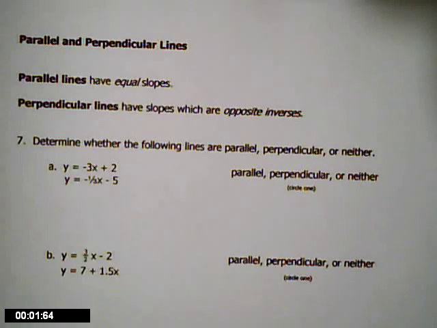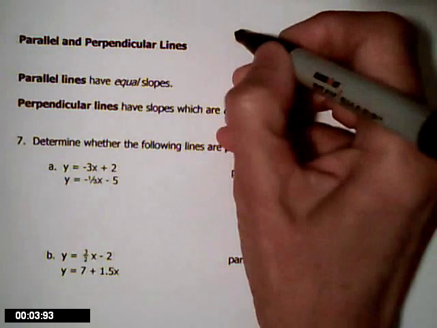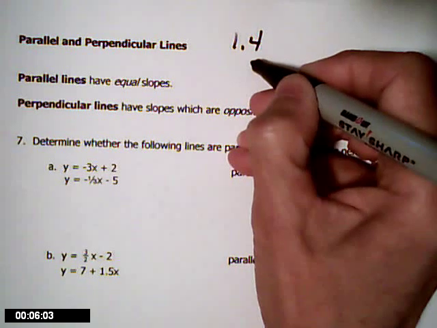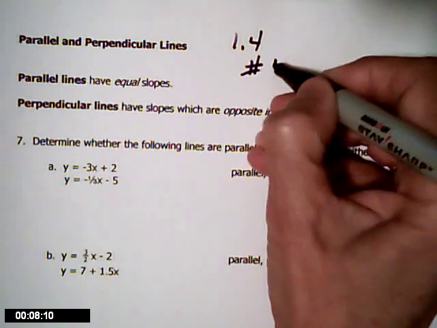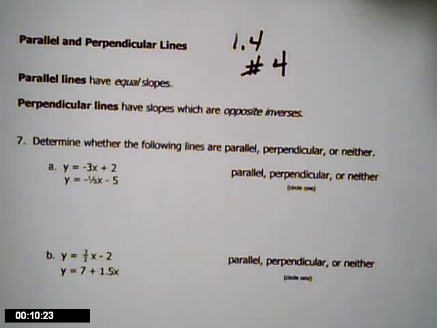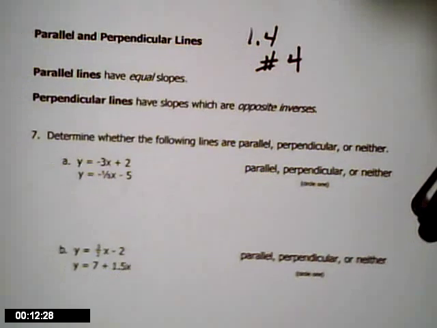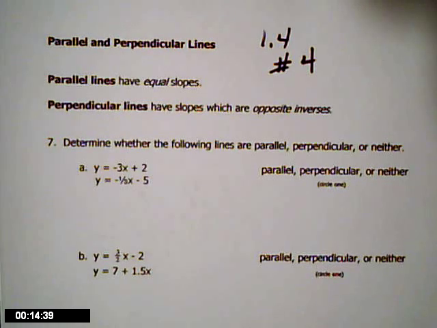In this video we're going to talk about section 1.4. This is your My Math Lab assignment number 4. This is a continuation of 1.4, by the way. We're going to talk about two special kinds of lines, parallel lines and perpendicular lines.